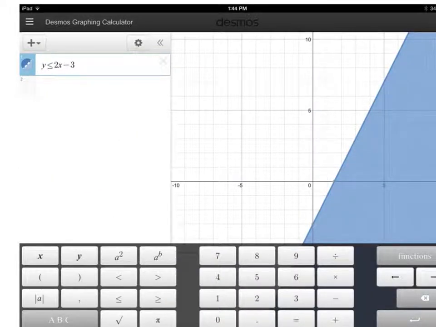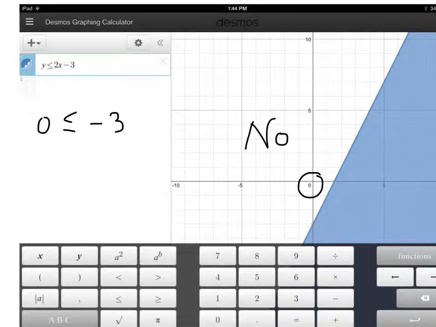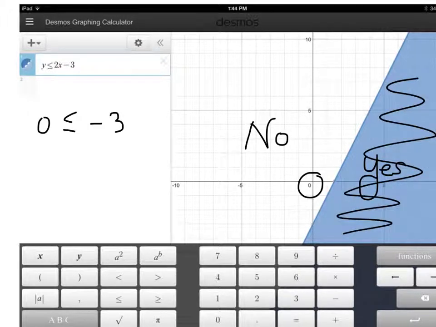All right. Let's look at y less than or equal to 2x minus 3. Again, let's test my favorite point, 0, 0. We've already done this. So is 0 less than or equal to minus 3? No, 0 is greater than or equal to minus 3. So this side is no, this side must be yes. This will be the side we shade.